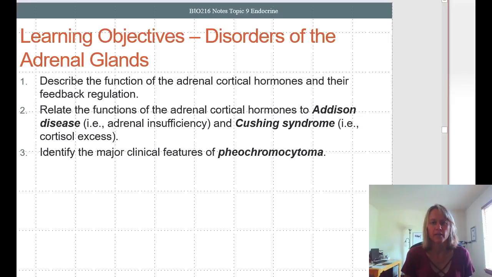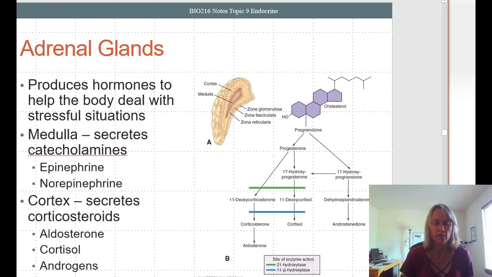Okay, now we're starting topic 9, part 2. We're going to talk about disorders of the adrenal glands. But first, let's review the adrenal glands.